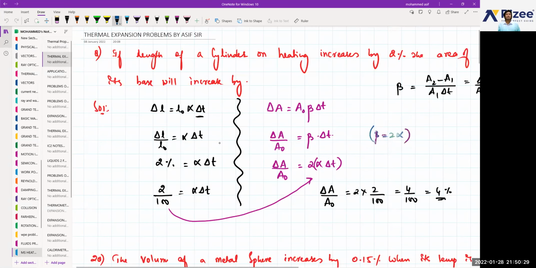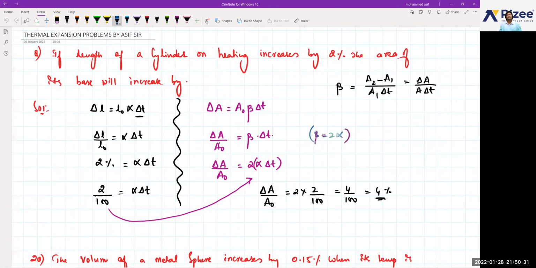This problem is also important. If the length of this cylinder on heating increases by 2%, the area of its base will increase by how much? Delta L formula: L naught alpha into delta T. So delta L by L naught is alpha into delta T. Delta L by L is given as 2%. So 2% is equal to alpha into delta T, that means 2 by 100 is alpha into delta T.